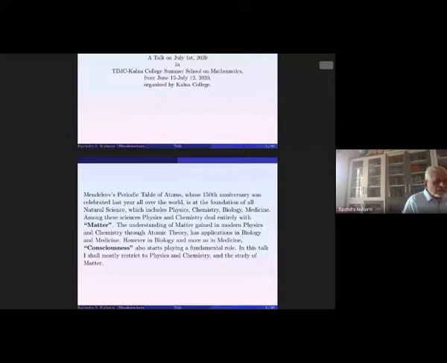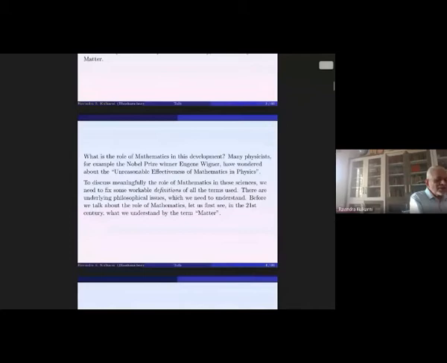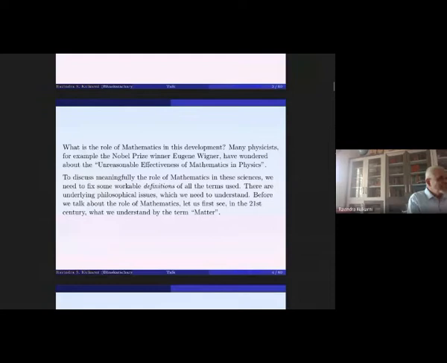However, in biology and more so in medicine, consciousness, that's another human thought category, also starts playing a fundamental role. But in this talk, I shall mostly restrict to physics and chemistry and the study of matter. Now, what is the role of mathematics in this development? Many physicists, for example the Nobel Prize winner Eugene Wigner, wrote a long paper in the 1960s, and he wondered about the unreasonable effectiveness of mathematics in physics.